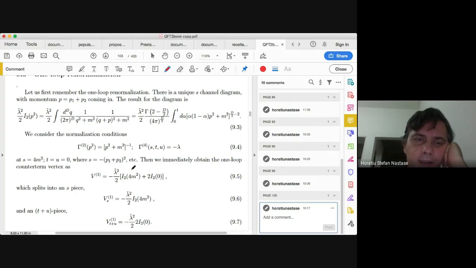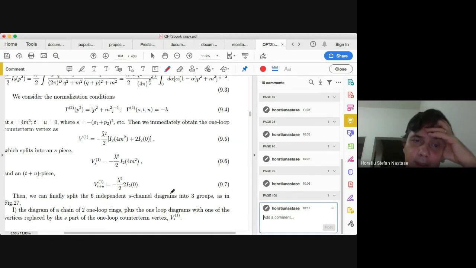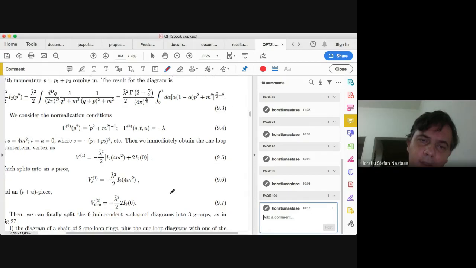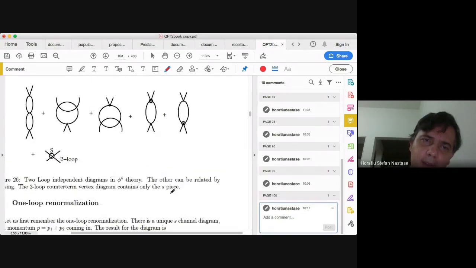Now we split this into the S part. The S part, as I said, is this one. And then a T plus U piece, which is this one. There was one T equal to 0 and one U equal to 0. All right. And then we've split, as we said, the diagrams as S channel, U channel, and T channel.